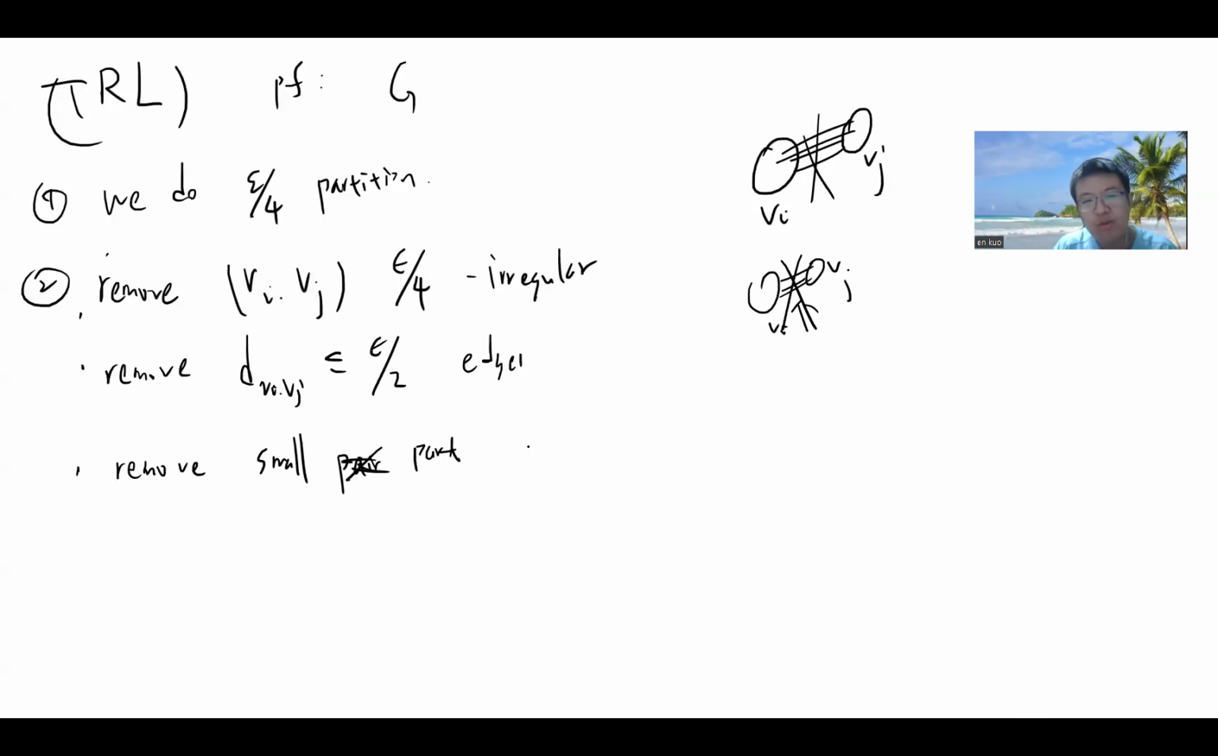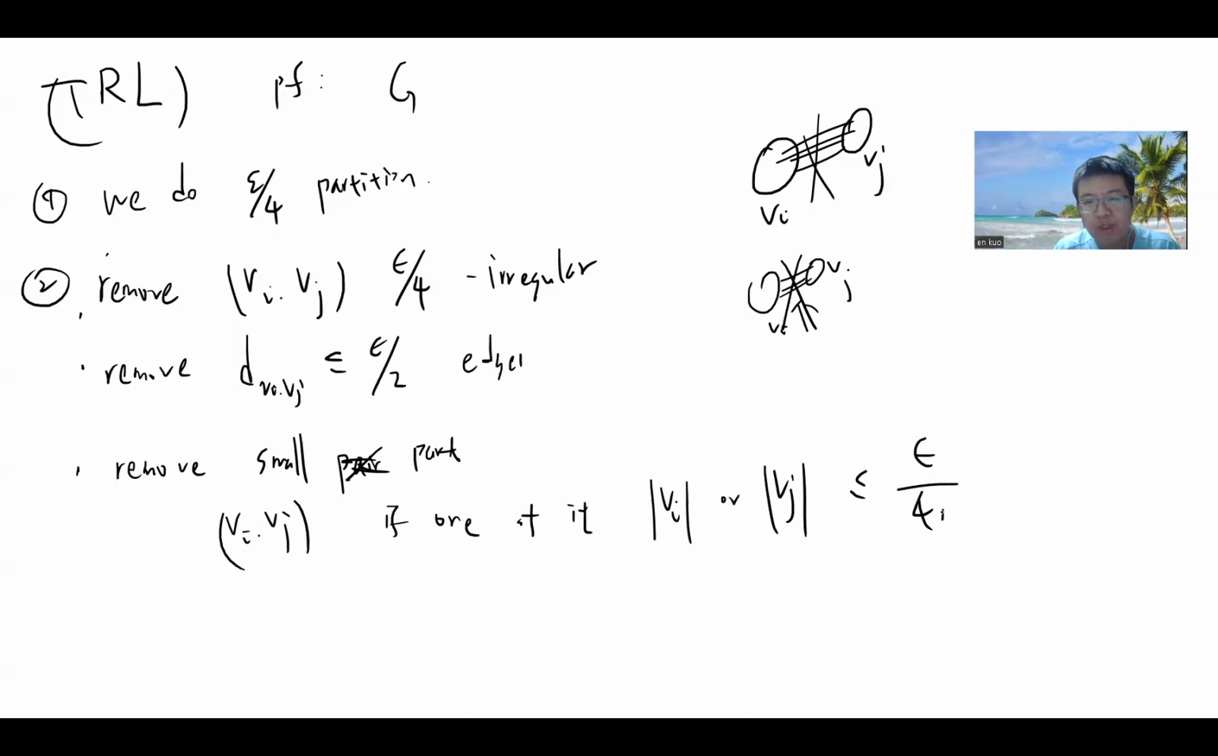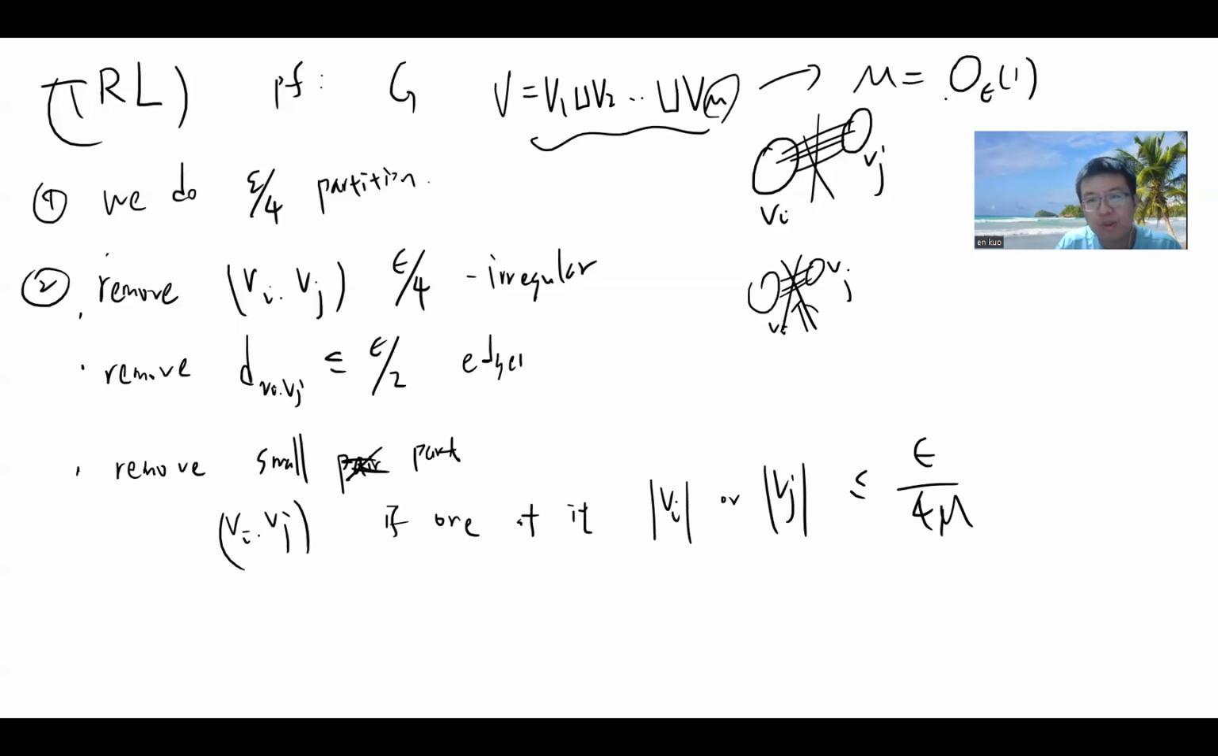So, small parts that we remove: if you have any pair, let's say Vi, Vj, and one of their densities, let's say Vi or Vj, is less than or equal to epsilon divided by 4m. What's this m? This m is just the number of parts. So we write the partition V1 up to Vm. Notice that m depends only on epsilon, so m is a constant depending on epsilon, but not on the size of the graph.